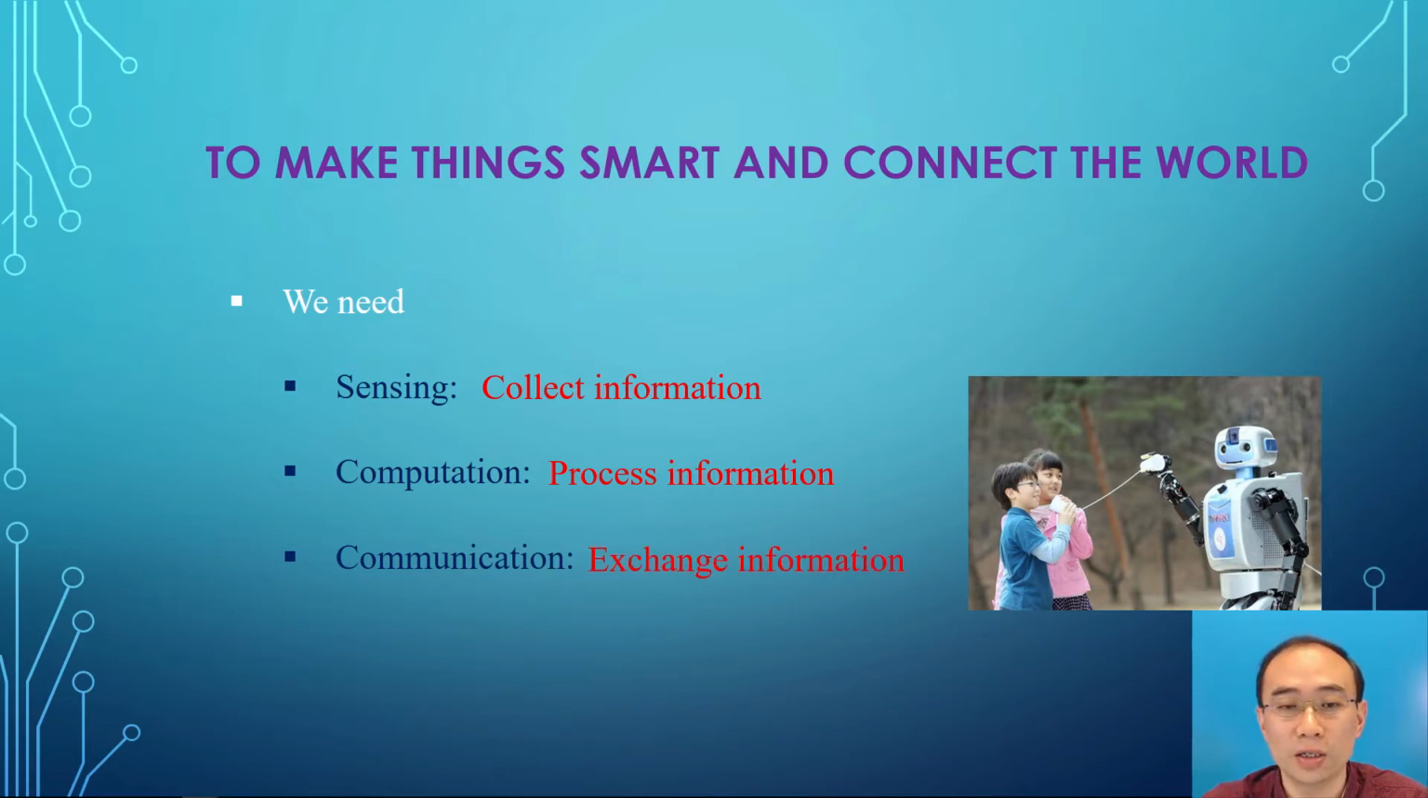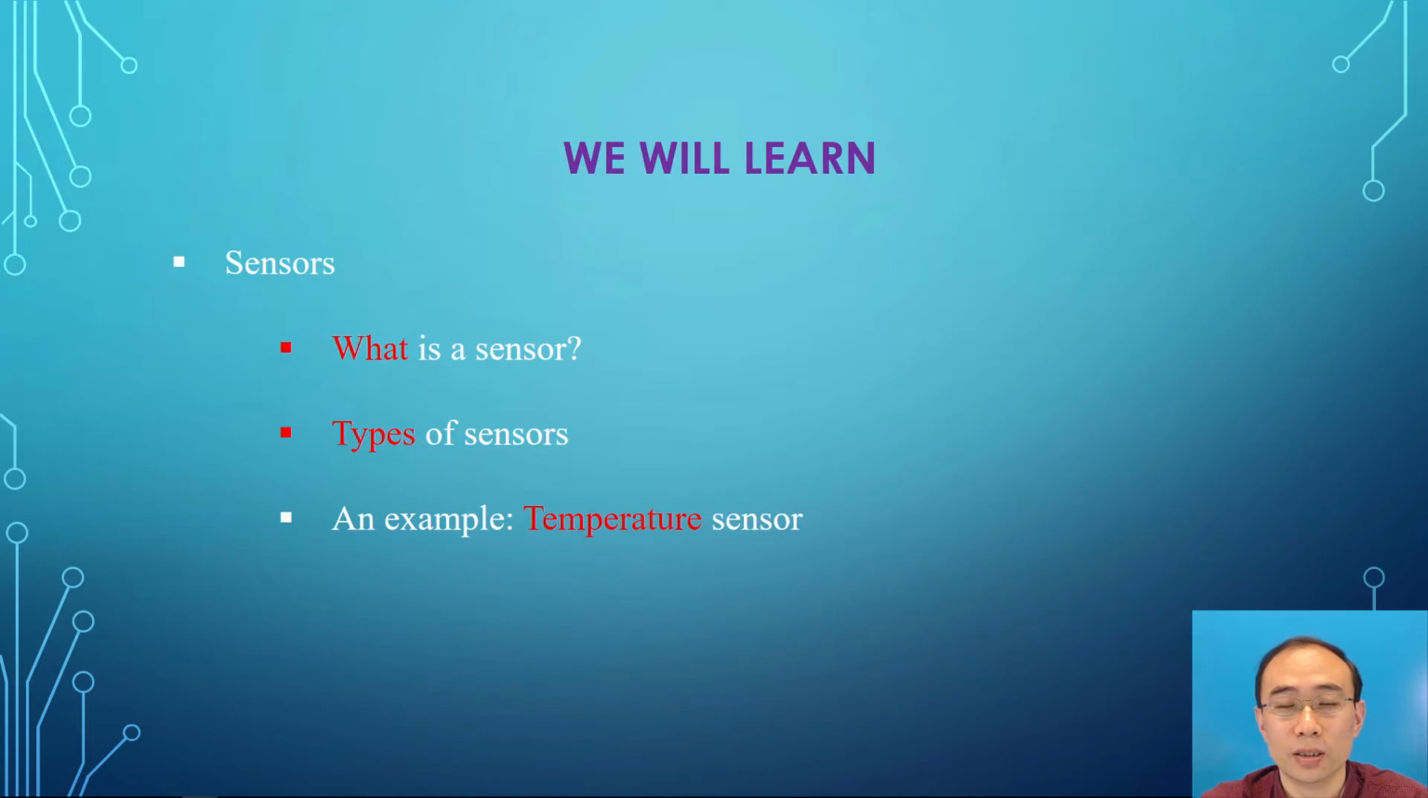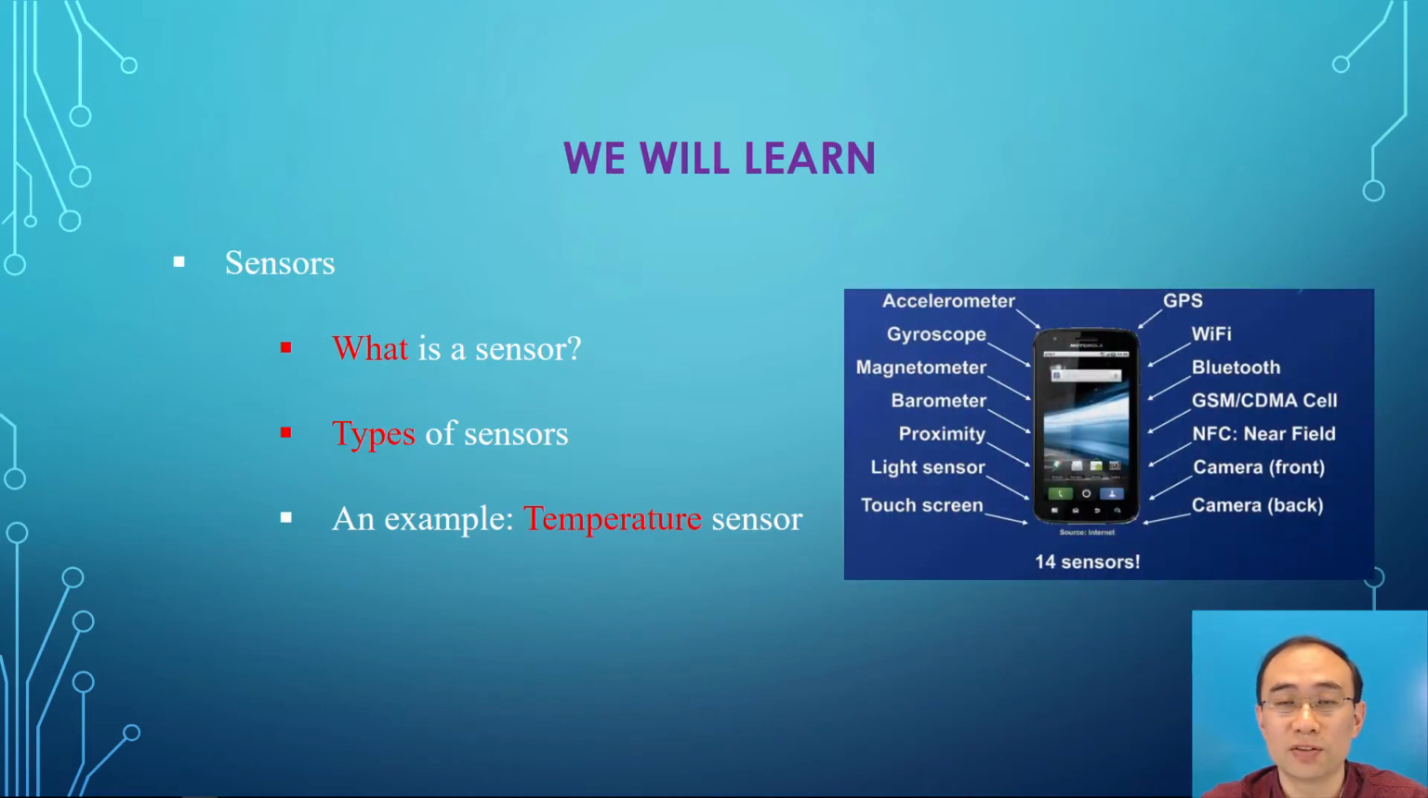By far, we have covered communication and computation power. Today, we will be focusing on sensing ability. In today's lecture, we will learn what is a sensor, the types of sensors, and because we do not have enough time to cover all those types of sensors, we will be focusing on one example, the temperature sensor.